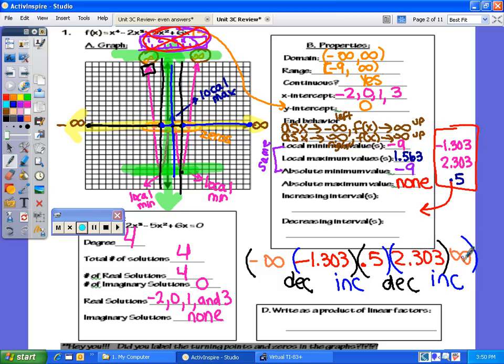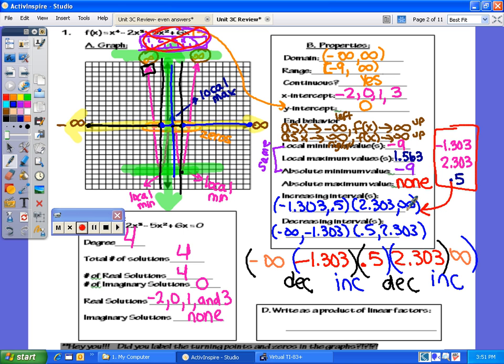So increasing interval, the first one are these two numbers. My next increasing interval are these two numbers. My first decreasing interval are those two. And my second decreasing interval are these two. You should notice a pattern. Negative infinity to this, then this to this. This to this, then this to that. Alright, so we've pretty much answered everything.